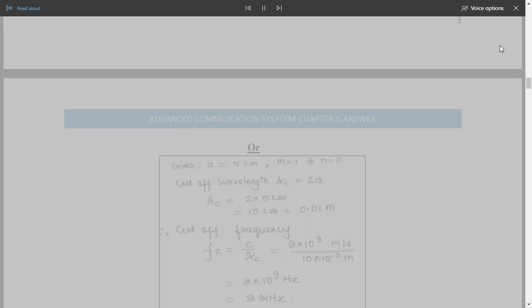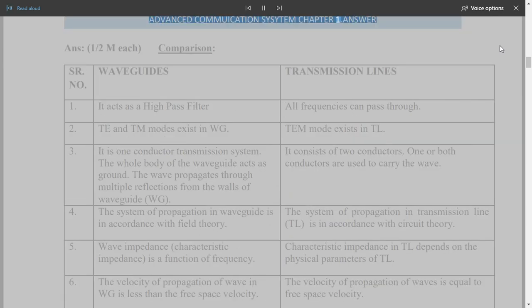Advanced Communication System Chapter 1. Answer. Half a mark each for the comparison. Serial number, waveguides, transmission lines. 1. It acts as a high-pass filter; all frequencies cannot pass through. 2. TE and TM modes exist in WG. TEM mode exists in TL.